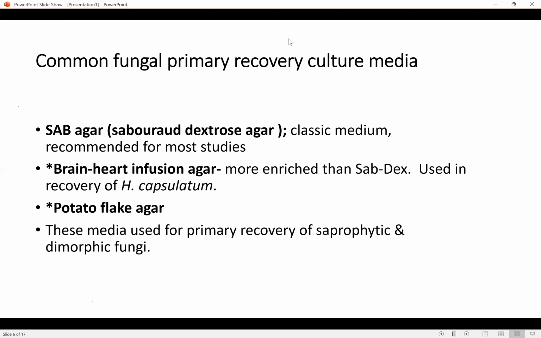Yes, sir. Go on. So please, are potato dextrose agar and potato flake agar the same thing? They are very similar, but I want to differentiate them because I still have potato dextrose agar as one of my media. When I'm talking of similar in terms of composition, yes, but the same thing, no.